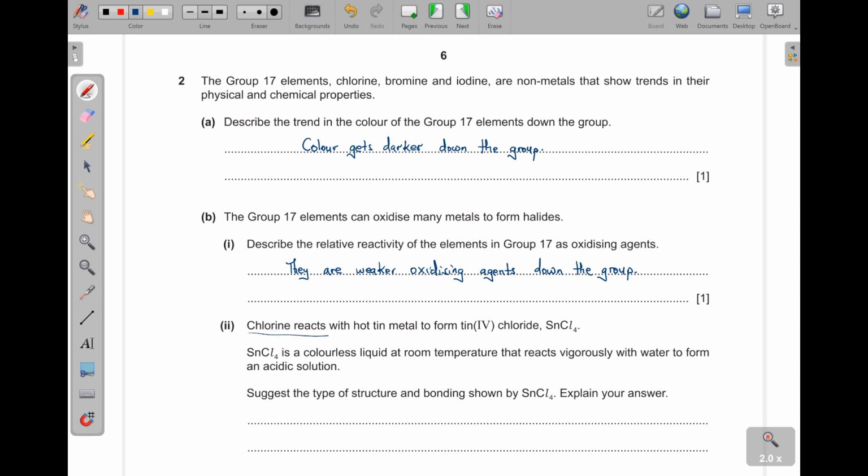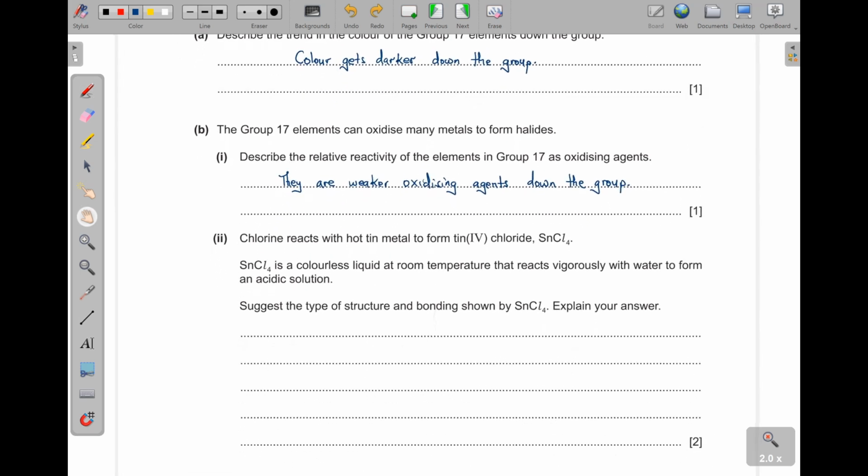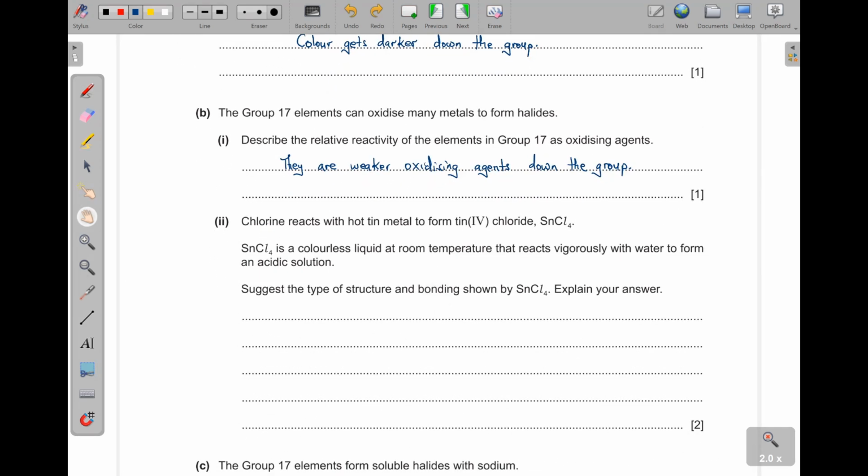Then Roman 2, chlorine reacts with hot tin metal to form tin 4 chloride. Tin 4 chloride is a colorless liquid at room temperature that reacts vigorously with water to form an acidic solution. Here they are telling us to suggest the type of structure and bonding shown by this and then explain your answer. The fact that it is a colorless liquid at room temperature means its melting point is low. At room temperature, about 25 degrees C, if it's a liquid, then it has already melted, because melting is moving from the solid to the liquid.